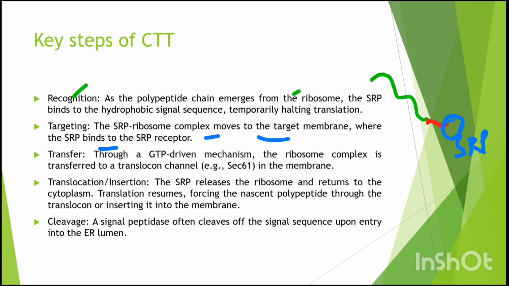Okay. Then transfer through a GTP driven mechanism. The ribosome complex is transferred to the translocon channel, for example Sec61, on the membrane. Then translocation: SRP releases the ribosome and returns to the cytoplasm. Then translation resumes, forcing the nascent polypeptide through the translocon or inserting it into the membrane. Then finally the signal peptidase clips off the signal sequence, because it is not required further upon entry into the ER lumen.